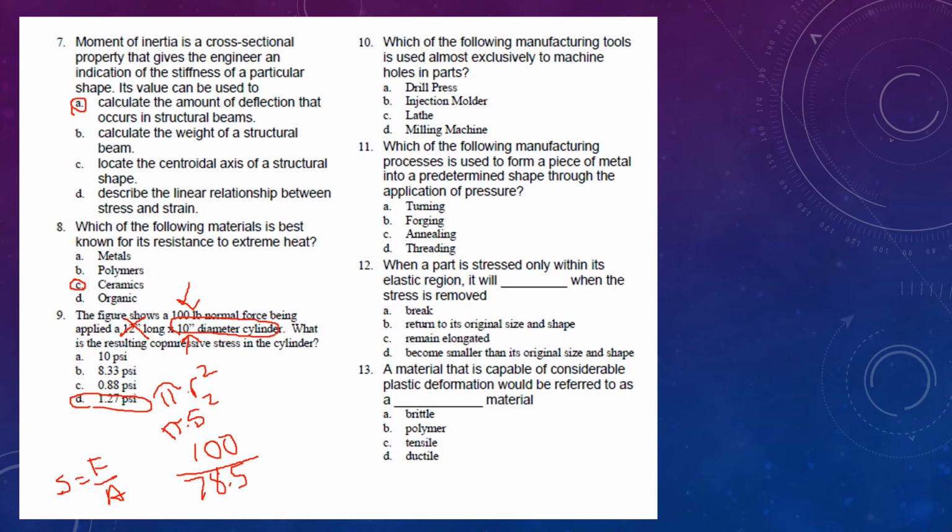Number 10 is going to be a drill press. 11 is forging, application of heat and pressure to reshape. 12 is returning to its original size and shape, so that's B. 13 is going to be ductile.